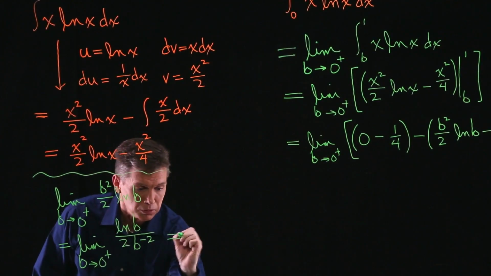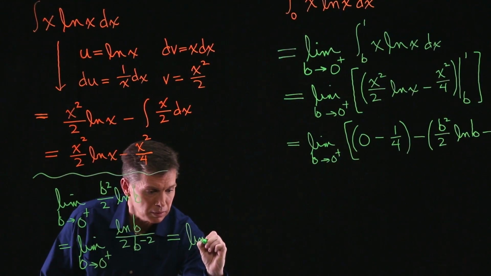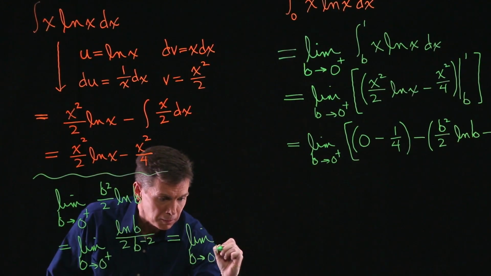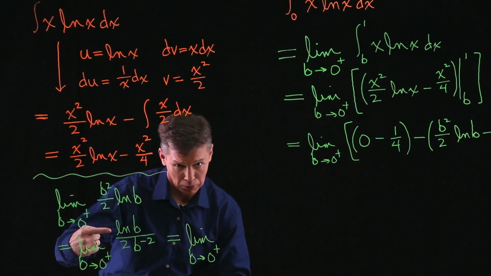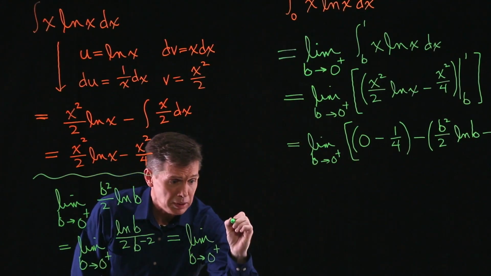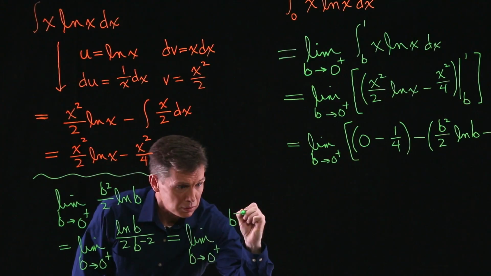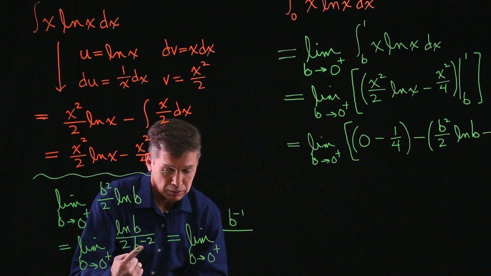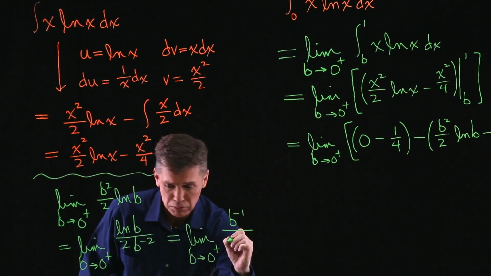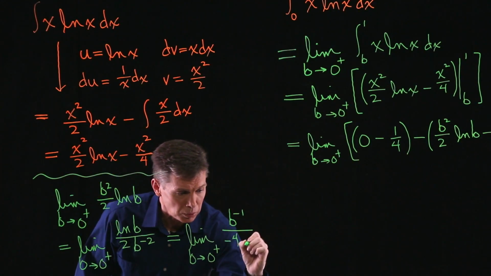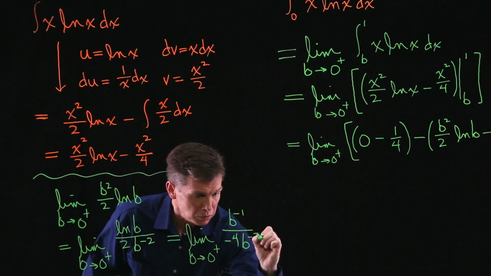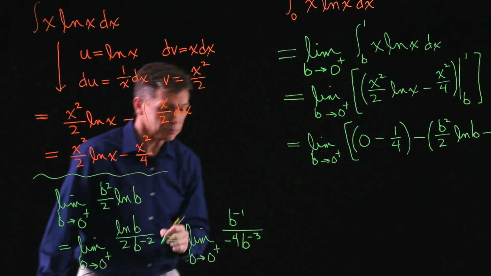So this equals limit still, b approaches 0 from the right still. Do your derivatives up top. Natural log of b differentiates to 1 over b. And then b to the negative 2 power, minus 2 in front, minus 4. And then b needs to drop down a power, so minus 3.